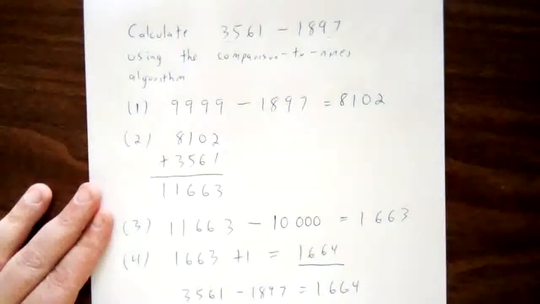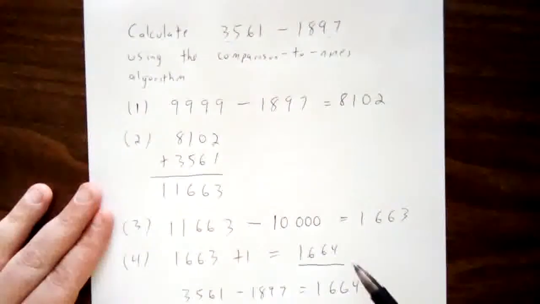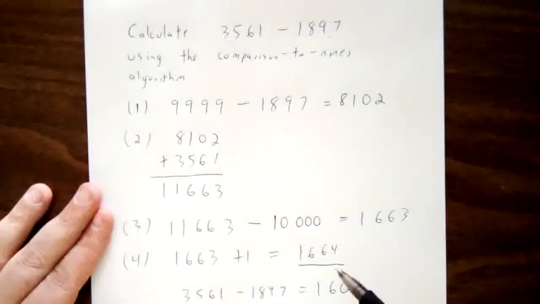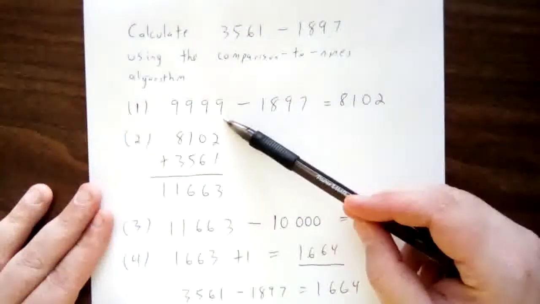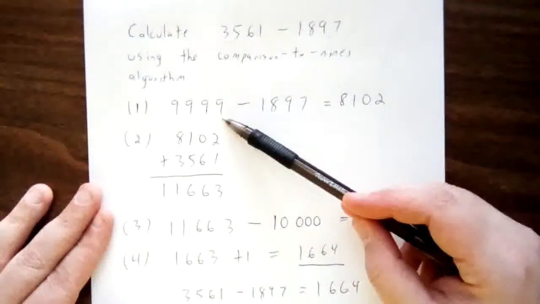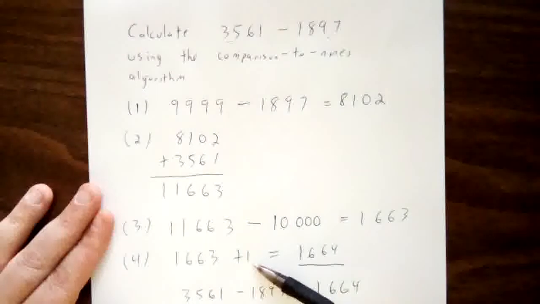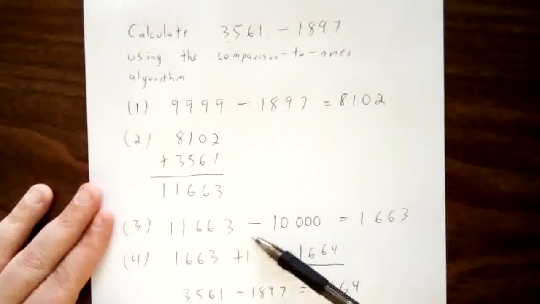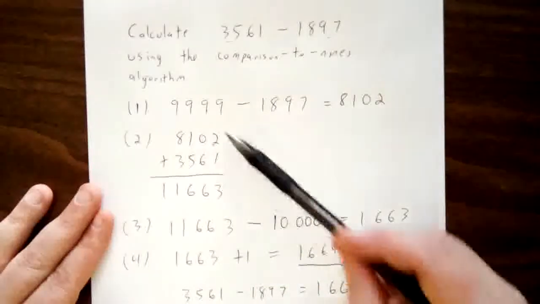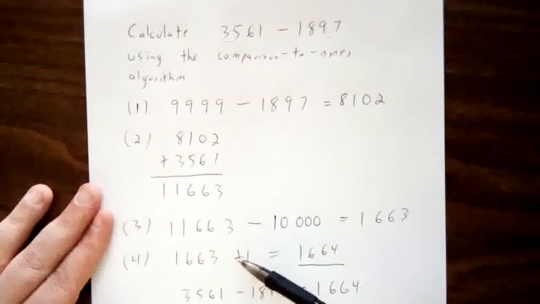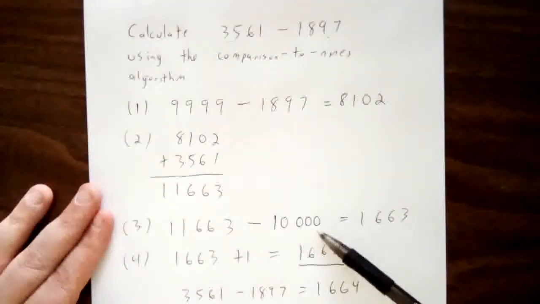1,664. The reason why the algorithm works is essentially we are adding in an amount and then removing it. Notice that we've added in an extra 9,999 at the beginning. We add an extra 1 in later on, so we've added in 10,000 in total. And we also removed the 10,000. So the extra steps that we've added in, the extra 9,999, the extra 1, the extra 10,000 that we're removing, they cancel each other out.